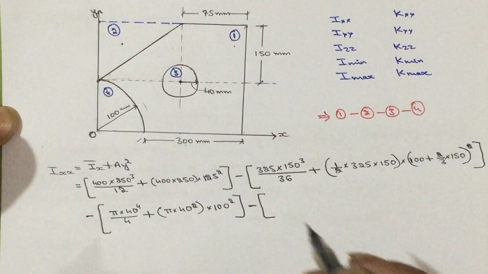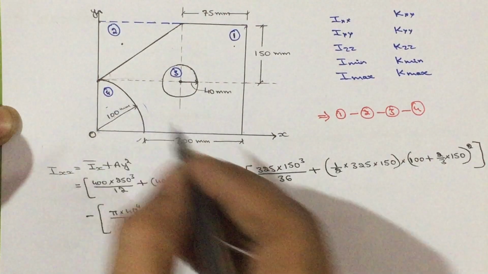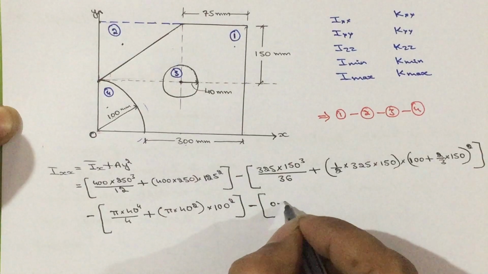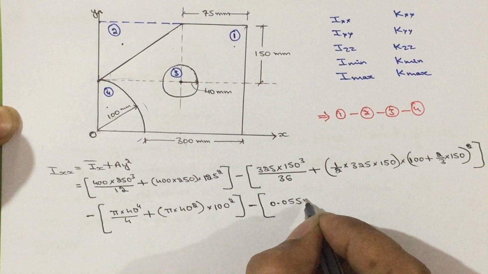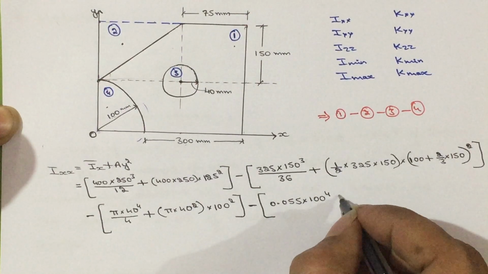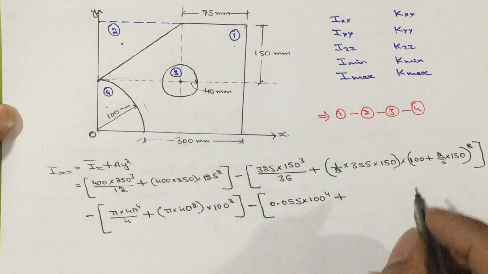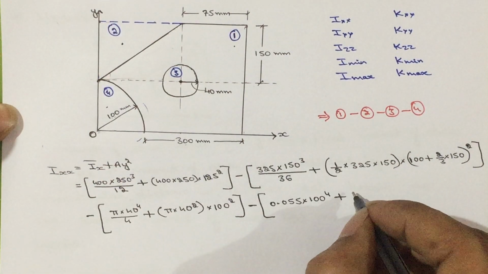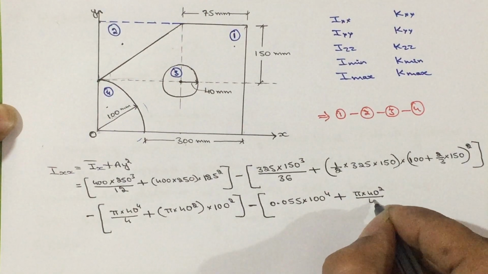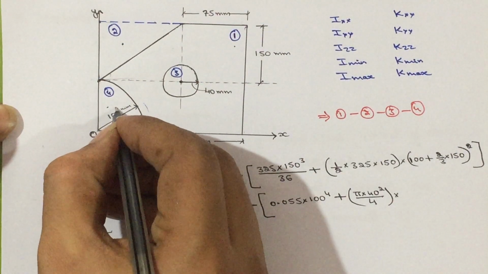The fourth one is what? Quadrant of a circle. So, for a quadrant of a circle, Ix bar is given by, we know that, 0.055 r to the power of 4, here r is 100, 100 to the power of 4 plus, then A y square, that is area is given by pi r square divided by 4, pi into 40 square divided by 4, multiplied by y square.